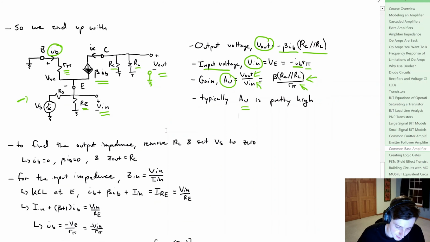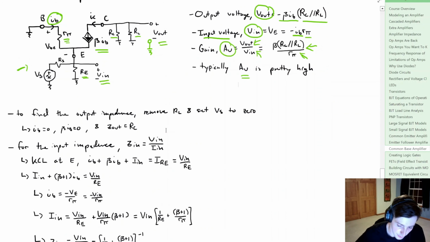But to move on to find the output impedance, we know that what we want to do is remove the load resistor RL. We're going to set our source voltage equal to 0, and then we're going to look into the terminals from where RL was, and that should give us our output impedance. So if we set this voltage source equal to 0, we essentially have RS, RE, and R pi in parallel. By looking into the terminals, we really only see RC. So that's going to be our output impedance.